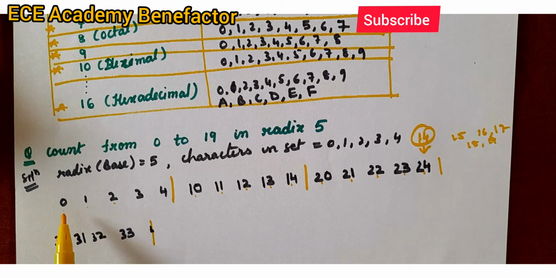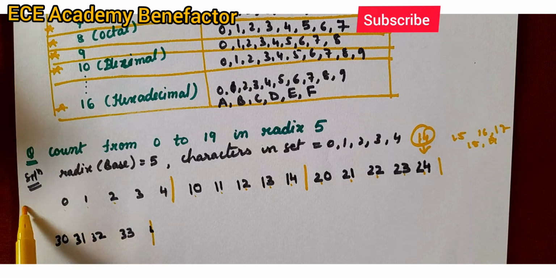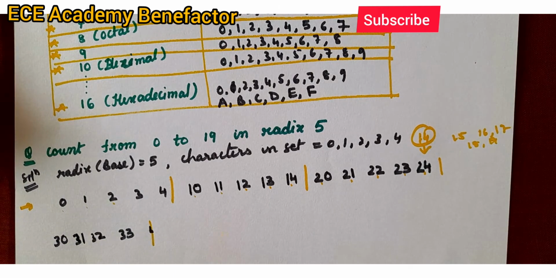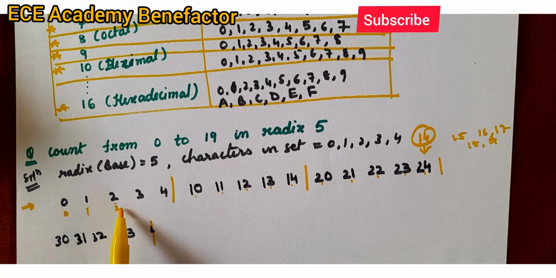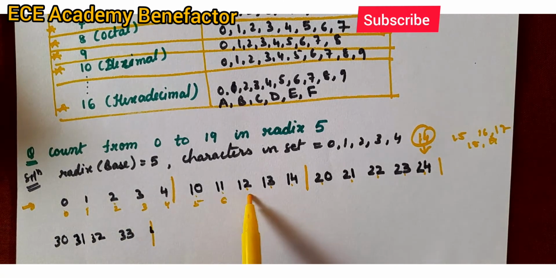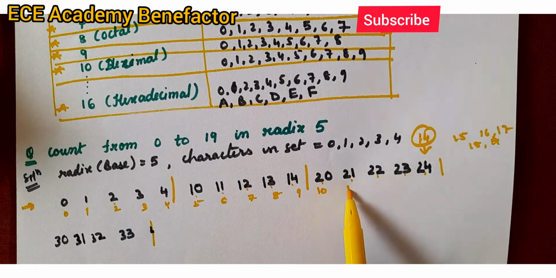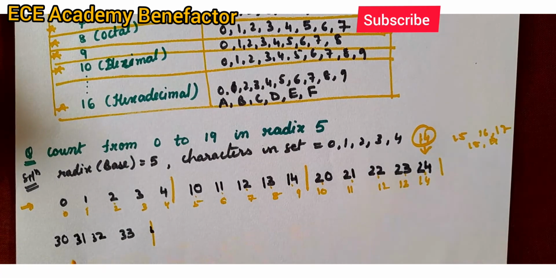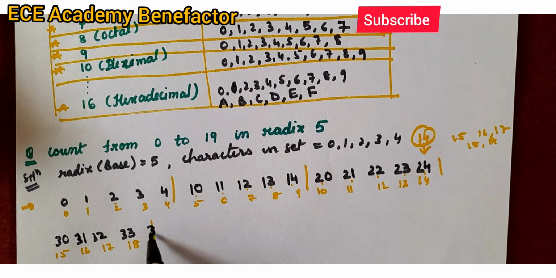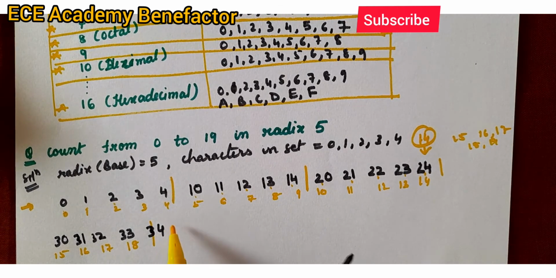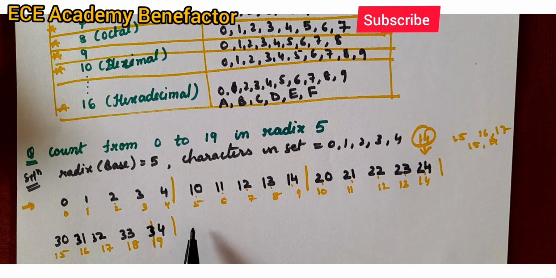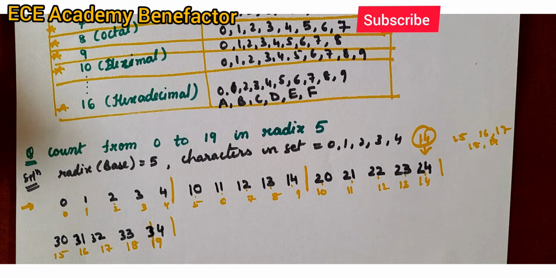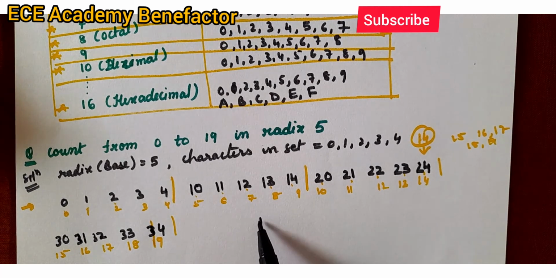So I am writing with yellow pen the decimal numbers, and these are base 5. Decimal numbers 0, 1, 2, 3, 4, 5, 6, 7, 8, 9, 10, 11, 12, 13, 14, 15, 16, 17, 18. Till 19 we have to count. So the next number will be 3 4. Again, if you are asked to find for 20, what will be the number? 40.